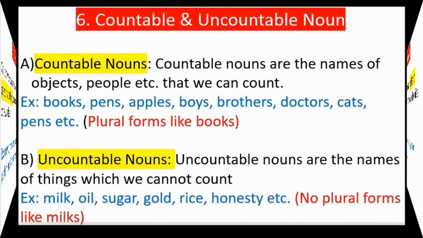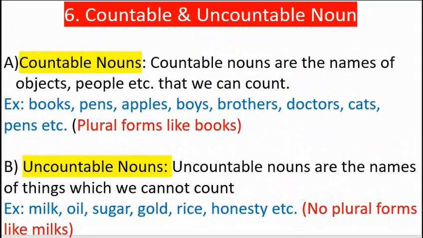Now the sixth one, an important and interesting noun: countable and uncountable nouns. The name itself is saying it: a countable noun is one that we can count. And an uncountable noun is one we cannot count. Countable nouns are the names of objects, people, etc. that we can count. For example: books, pens, apples, boys, brothers, doctors, cats. All these things are countable. Suppose I have 10 books, that's countable. Pens also, how many are there? Countable. And one thing you have to remember: we can use plural forms like books, pens, apples with countable nouns.